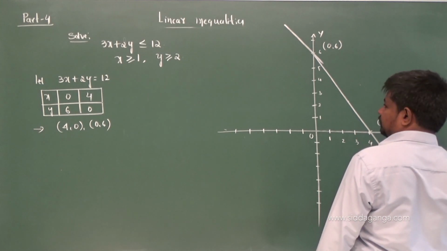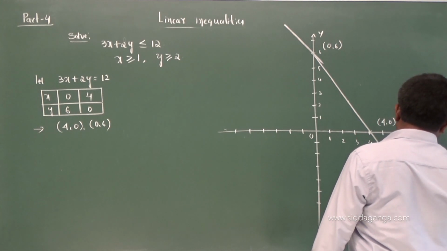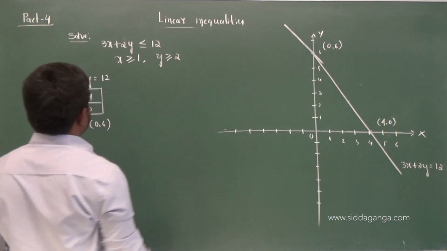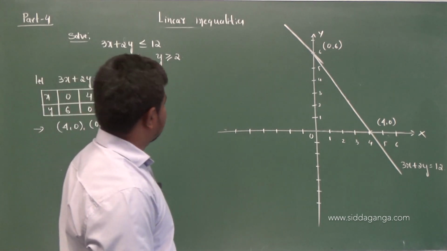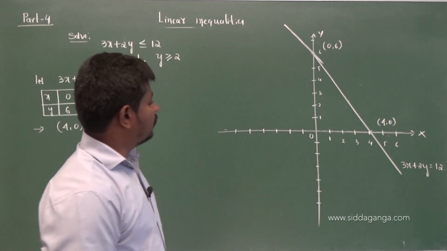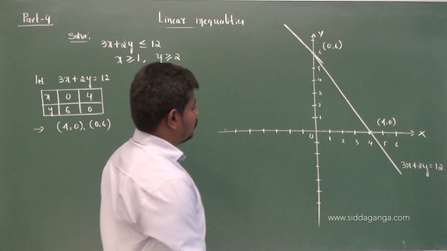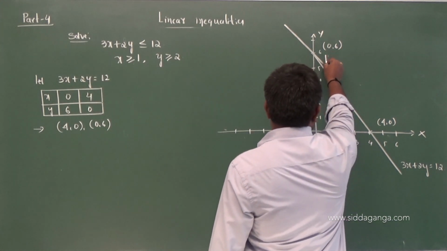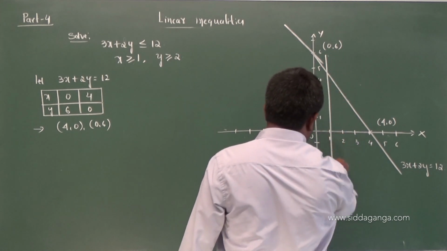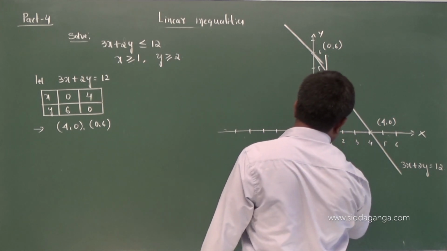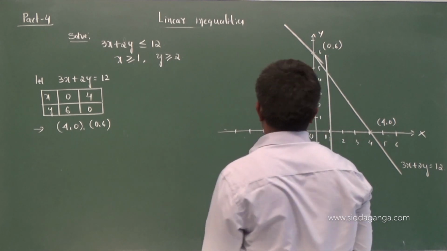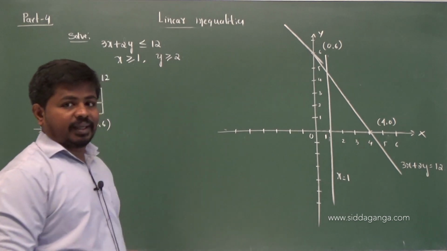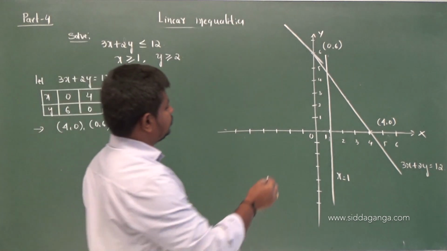is equal to 12. Now the second line is x equal to 1, which passes through (1, 0) and is parallel to the y axis. Since we have a slack inequality, this is x equal to 1. Next, the second one, y equal to 2, is a line parallel to the x axis, passing through (0, 2).